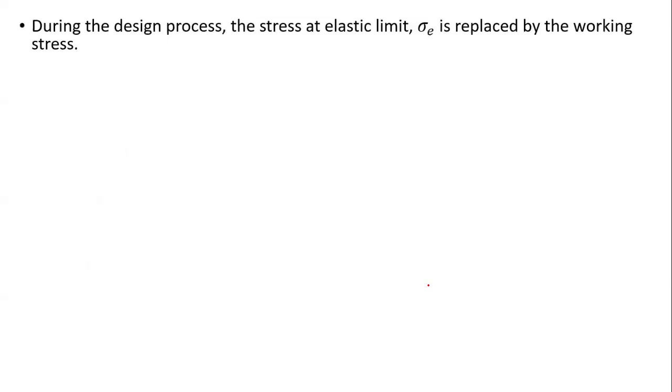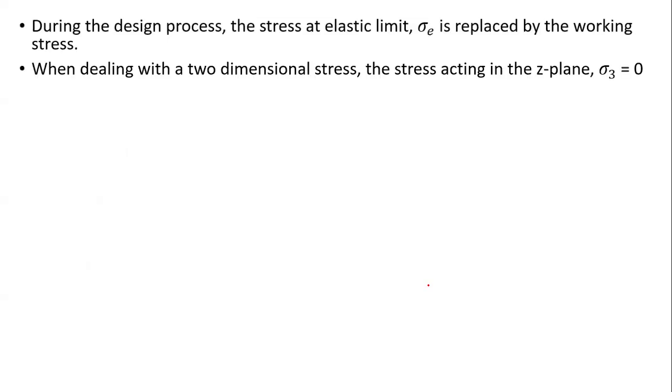Then continuing, here we're saying that during the design process, where we put that this is stress at elastic limit, you replace it by the stress, what you are calling the working stress. Additionally, there is no stress in the Z plane, the third one. So this tells us that in a two-dimensional stress system, stress number 3 is out. You just remain with 1 and 2, meaning stress number 3 is 0.